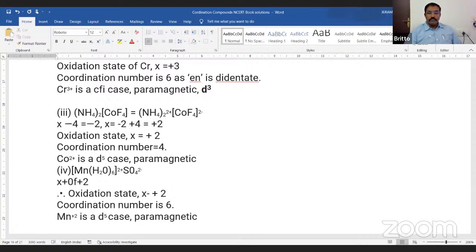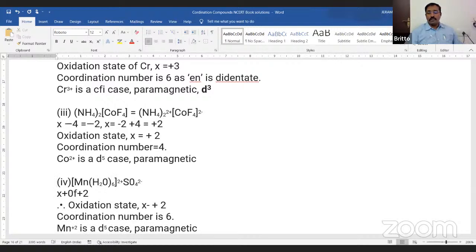And then the coordination number is 4, because the complex contains only 4 ligands. So the coordination number is 4. And then cobalt 2 plus. Remember cobalt 2 plus. Now, what is the atomic number of cobalt? 27. And 27 minus 2, you will have 7 d electrons in the Co2+ ion.